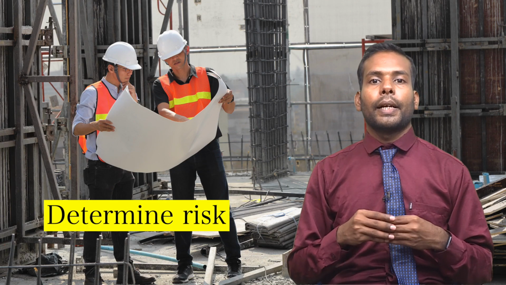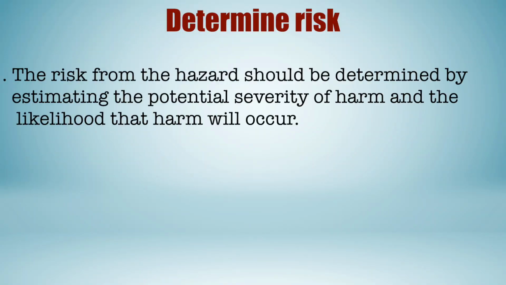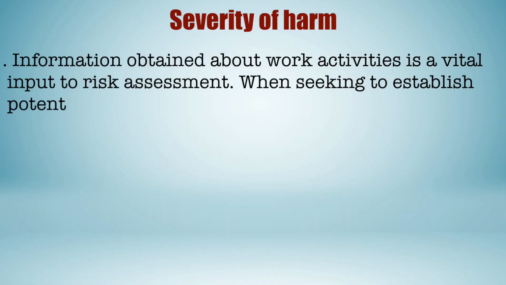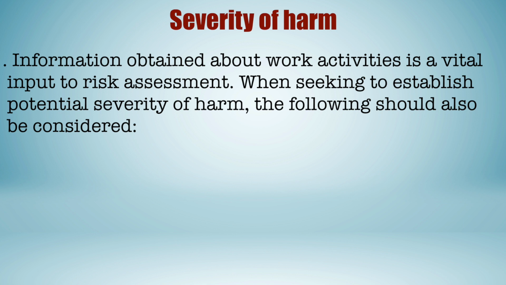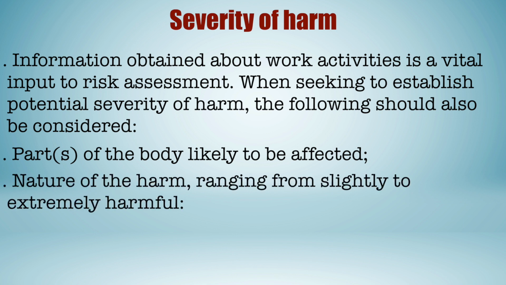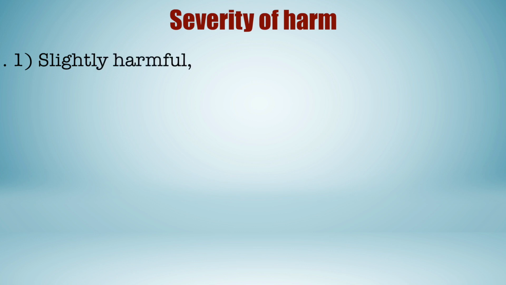Let us discuss determining risk. The risk from the hazards should be determined by estimating the potential severity of harm and the likelihood that harm will occur. Let us discuss the severity of harm. Information obtained about work activity is a vital input to risk assessment when seeking to establish potential severity of harm. The following should also be considered: the parts of the body likely to be affected, and the nature of harm, ranging from slightly to extremely harmful.